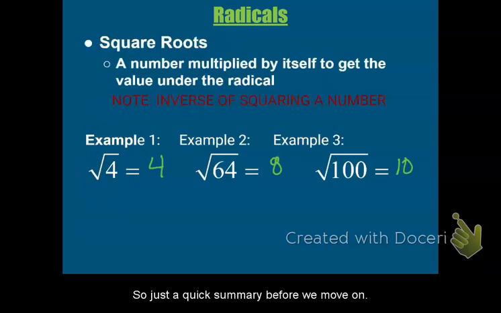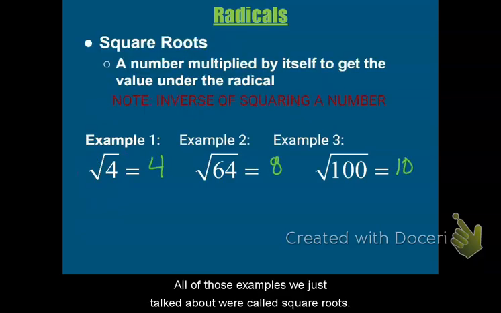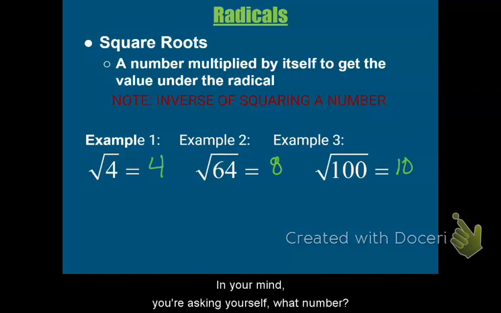So just a quick summary before we move on. All of those examples we just talked about were called square roots. In your mind, you're asking yourself, what number multiplied by itself gives me the number under the radical. That number is called the radicand, by the way. And again, it's the inverse operation of squaring a number.